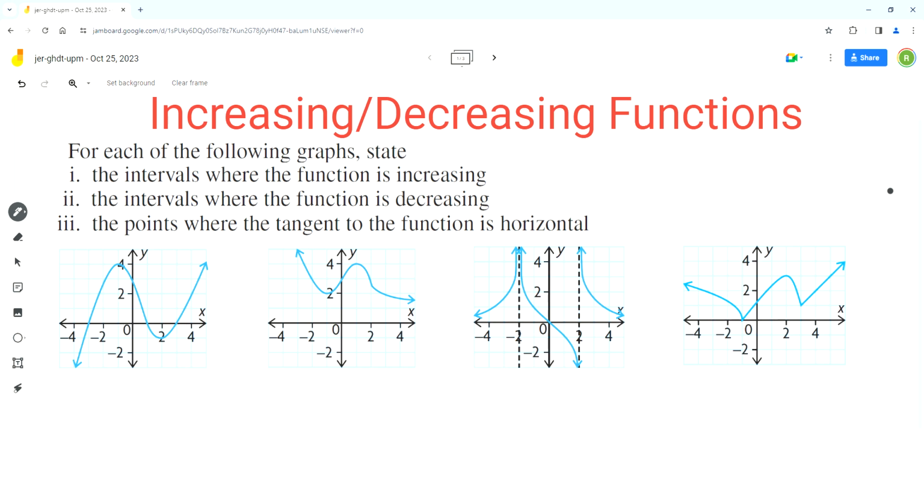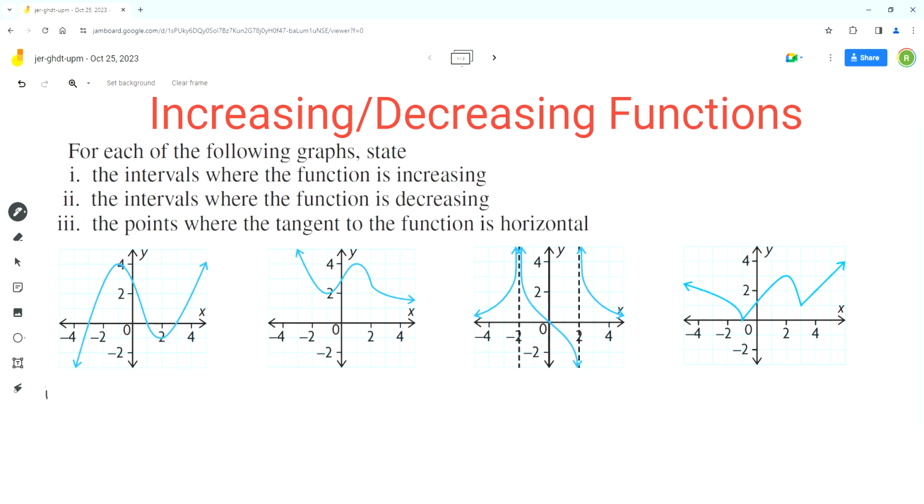So in this video, we'll solve this problem based on the concepts of increasing and decreasing functions. As per the problem, for each of the following graphs, state the intervals where the function is increasing, the intervals where the function is decreasing, and the points where the tangent to the function is horizontal. So let's start with the first graph.